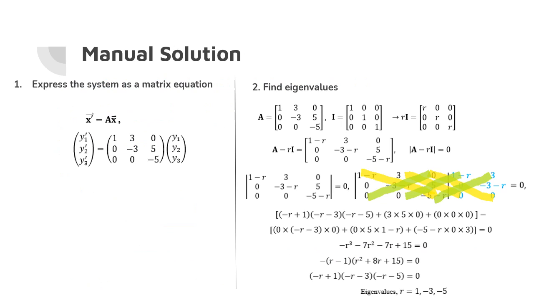We move to the manual solution. First thing, we need to express the system as a matrix equation. So we will have y1 prime, y2 prime, y3 prime equal to 1, 3, 0, 0, negative 3, 5, 0, 0, negative 5, times y1, y2, y3, where A is the coefficient matrix. The next step is to find eigenvalues. In order to find eigenvalues, we will use the equation determinant of A minus rI equal to 0. After that, we will get our eigenvalues r equal to 1, negative 3, and negative 5.